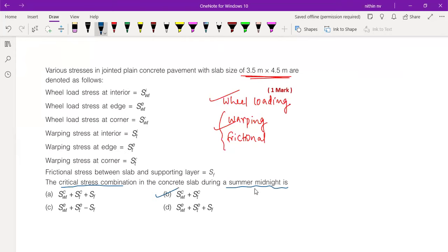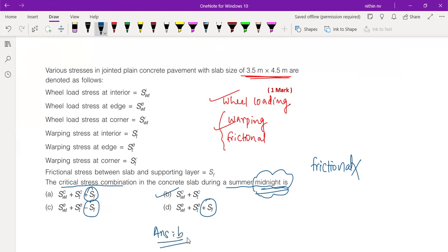Why? We know at midnight, we don't take the combination of friction, right? The frictional stresses, we don't consider for the combination at midnight, right or not? So in all the options A, C, as well as D, they have given the combination of frictional stresses. There is only one option in which the frictional stress is not there, which is option B. So the final answer is going to be option B directly, right or not?